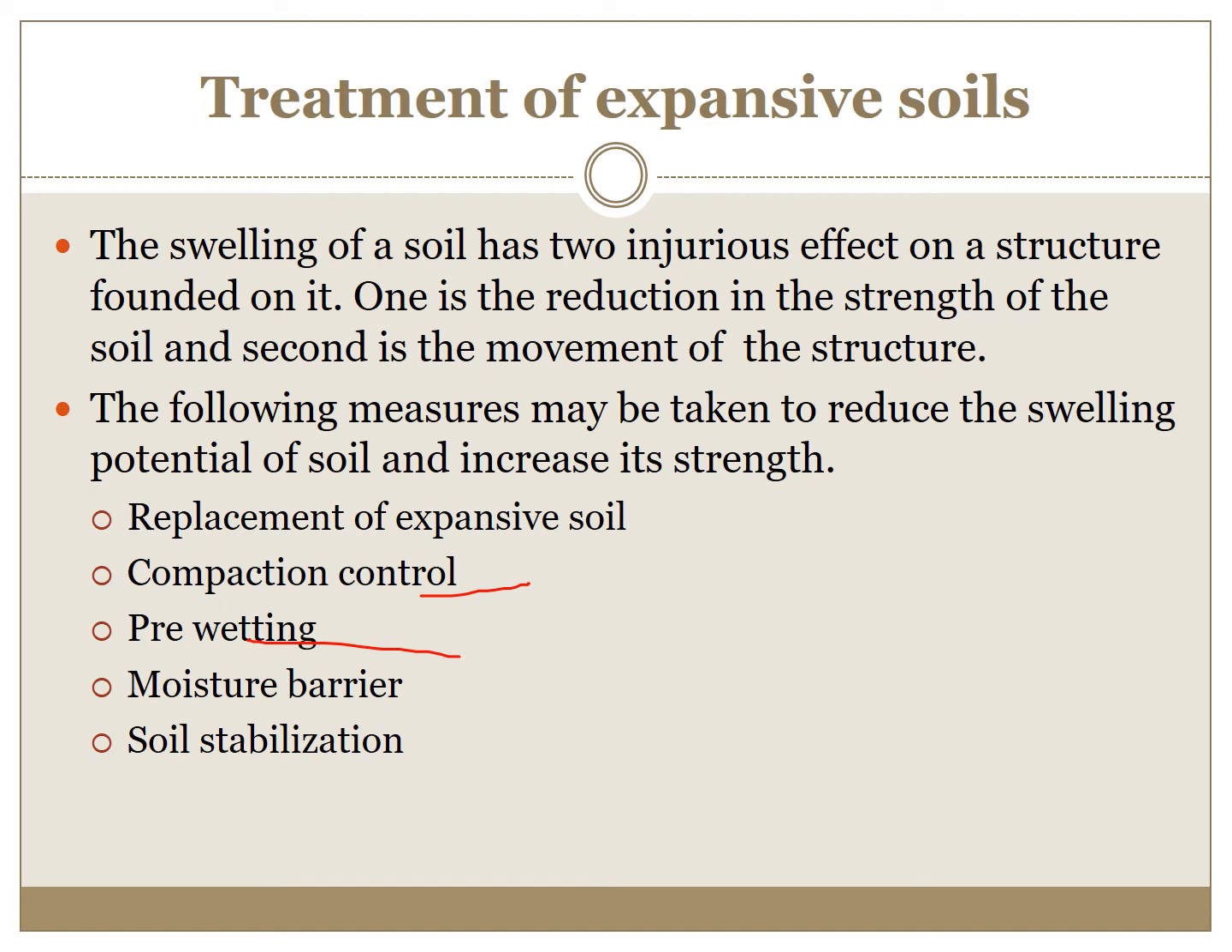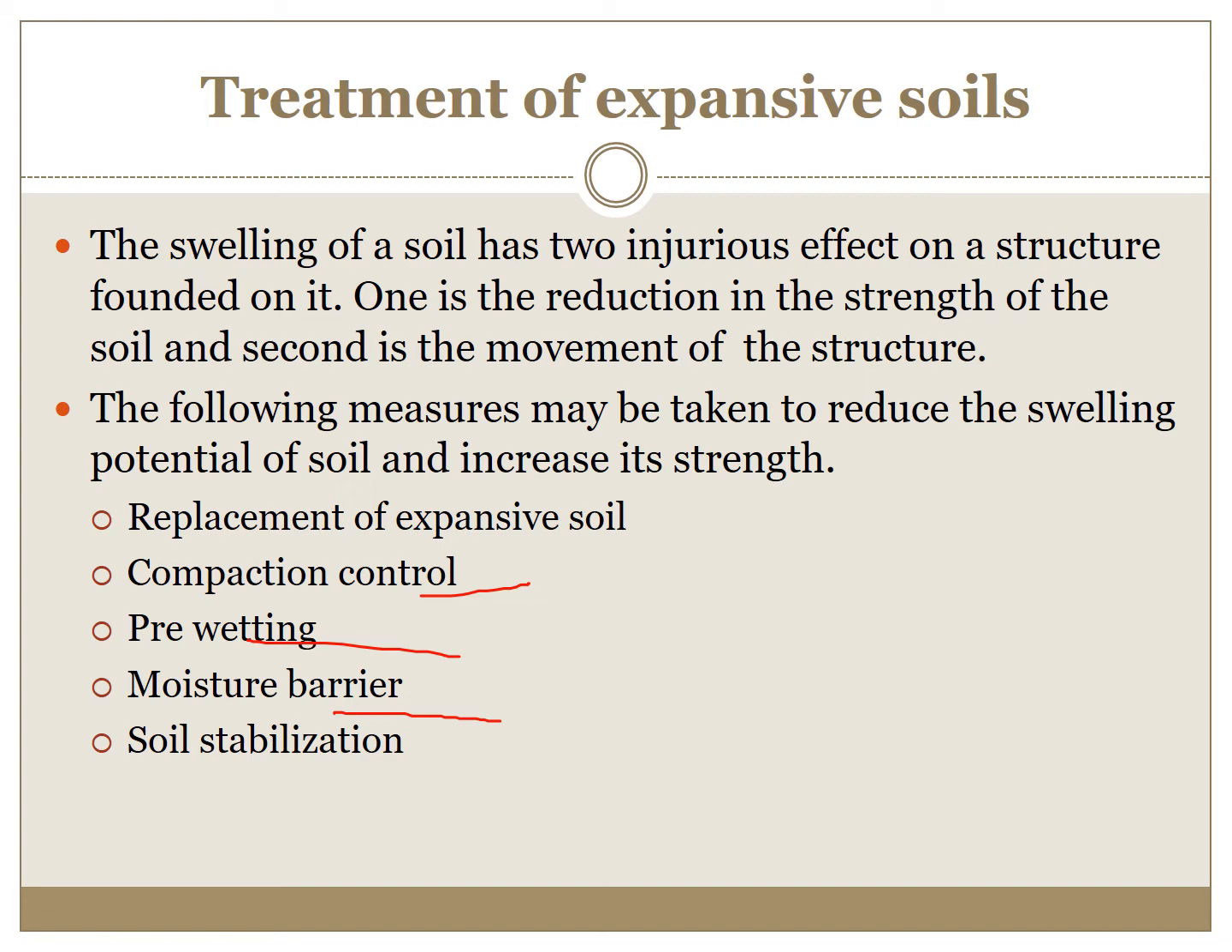Next treatment for expansive soil is the moisture barrier. By constructing a moisture barrier, we can treat the expansive soil. Moisture control methods are applied around the perimeter of the structure, where the structure is to be constructed. The moisture barrier may be vertical or horizontal, but vertical barriers are more effective compared to horizontal barriers.